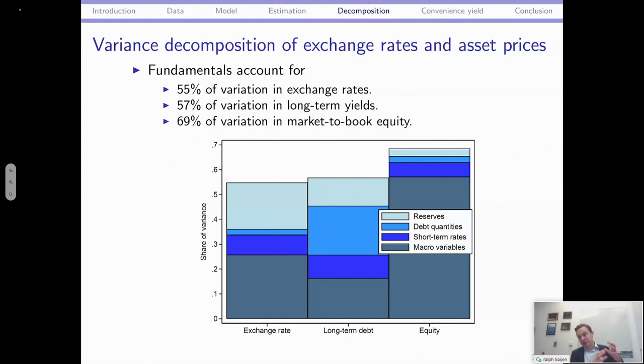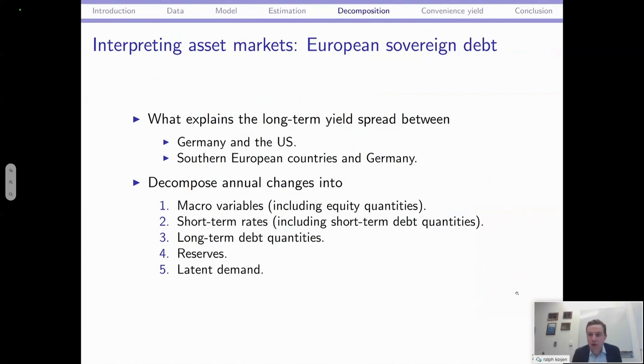Now, what is interesting though is that we can decompose those unobserved demand shocks by country and by asset class. And I'm going to use some of that later on. For long-term debt, again, policy variables are important, and in particular, debt quantities. So fiscal and monetary policy plays a particularly important role in this case. If you go to equities, macro variables are explaining 60% of the variation, which is to a large extent driven by the risk variables. Okay, so let me now zoom in on two particular questions that perhaps are particularly relevant here.